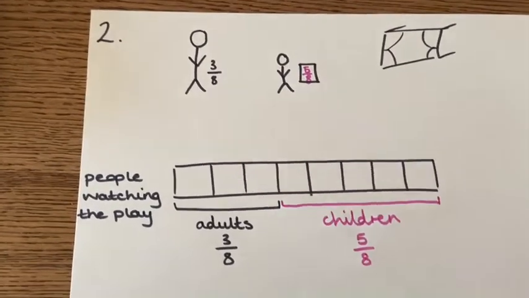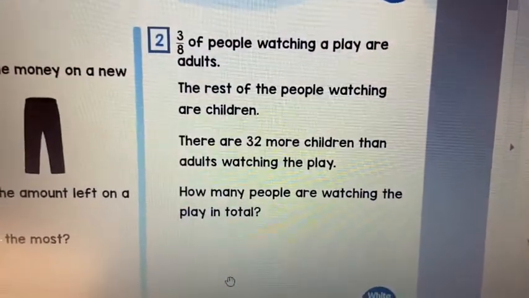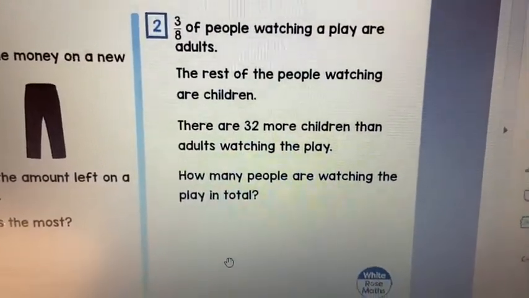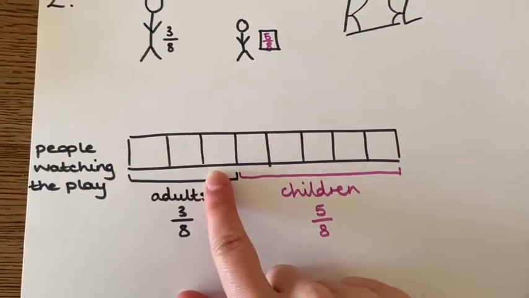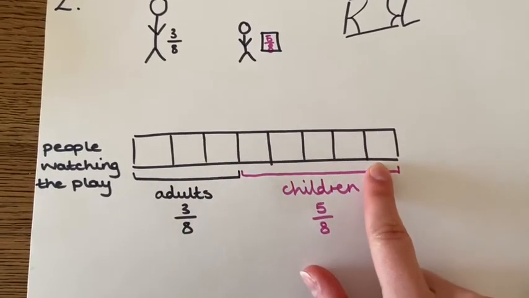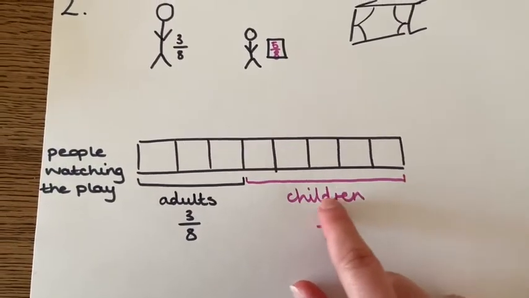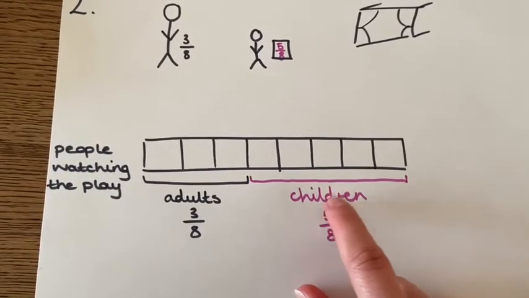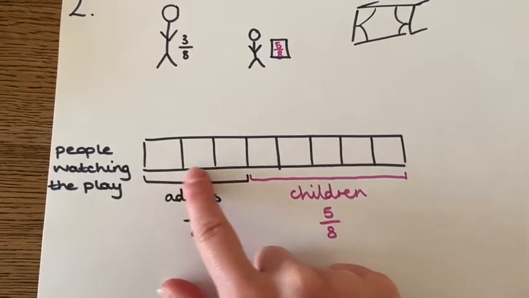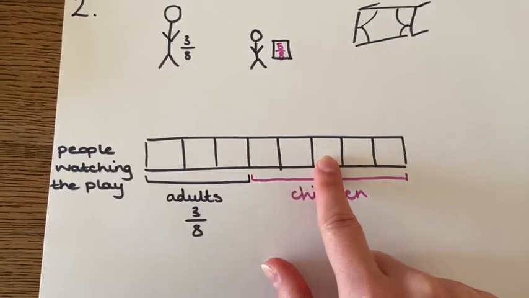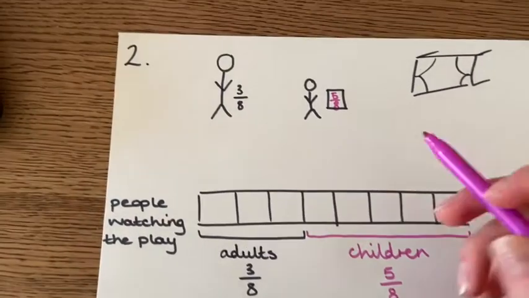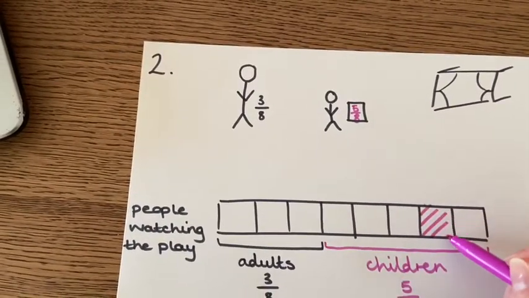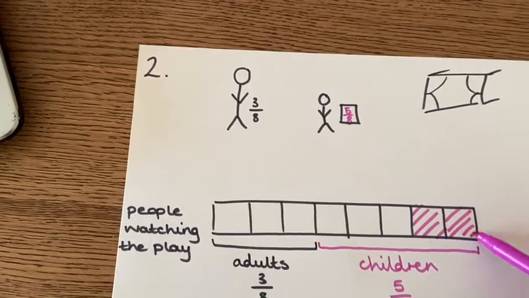Now I just need to remind myself what I was being asked to do. So there are 32 more children than adults watching the play. So what does that look like on my model? I can see 3 parts are adults and 5 parts are children. So how many more parts are children? Because that's what I need to focus on. I can see 3 parts are adults, so 1, 2, 3 parts are children. These 2 parts must be more. So I'm just going to shade those in so that you can see them there.